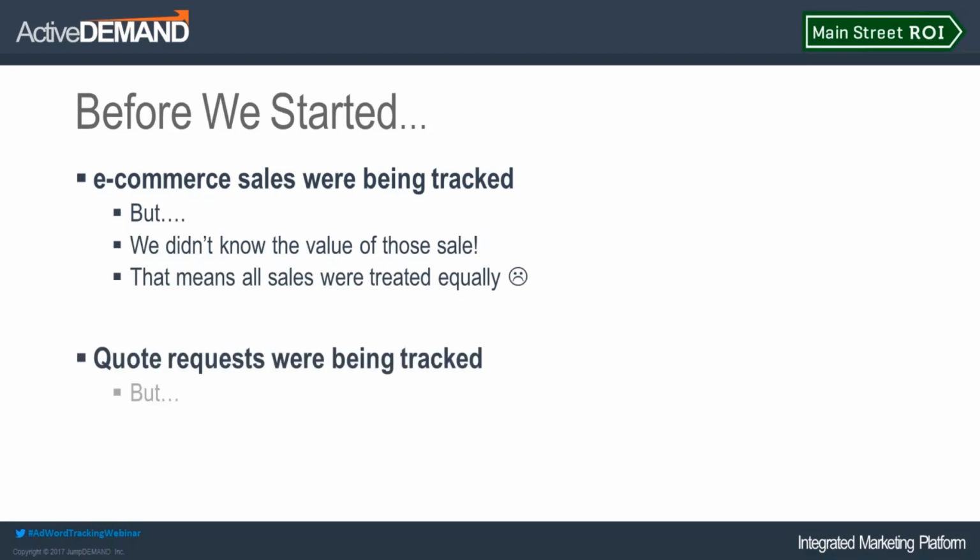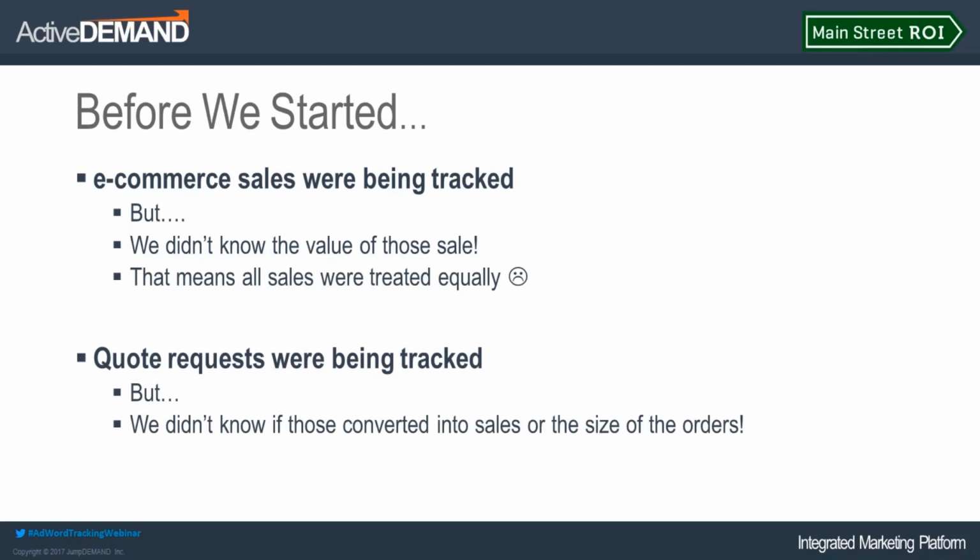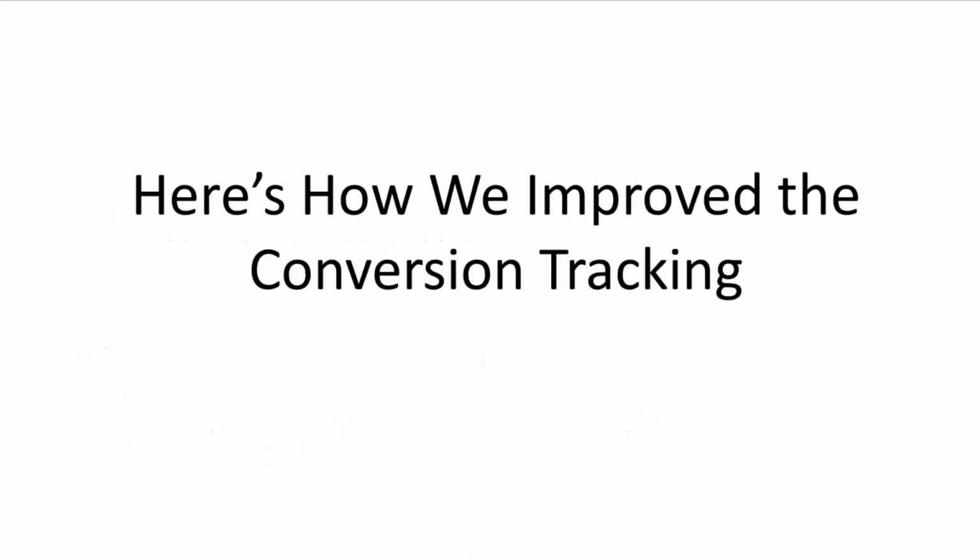And then the quote requests were also being tracked, but we had no idea what was happening after the quote request. So we would see that a particular keyword drove 10 quote requests in 1 month, and we'd have a cost per quote request. But again, we had no idea if those quote requests were actually leading to sales. So again, we're forced to optimize the campaign and treat all the leads the same, even though, as I mentioned earlier, all leads are not equal, and it's really leaving money on the table if that's what you're doing.